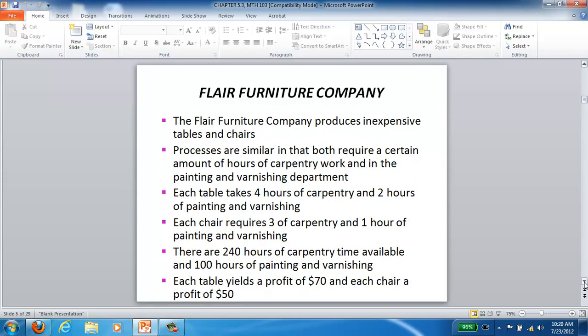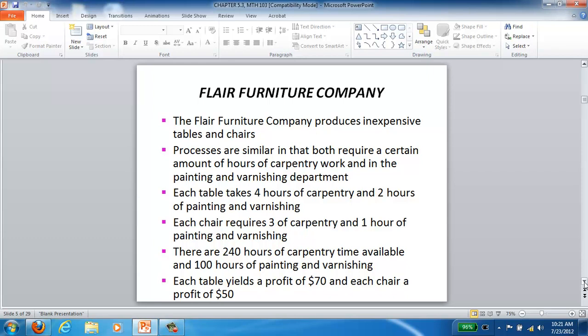The Flair Furniture Company. The Flair Furniture Company produces inexpensive tables and chairs. Processes are similar in that both require certain amounts of hours or man-hours of carpentry work and painting and varnishing. Each table requires 4 hours of carpentry and 2 hours of painting and varnishing, and each chair requires 3 hours of carpentry and 1 hour of painting and varnishing.